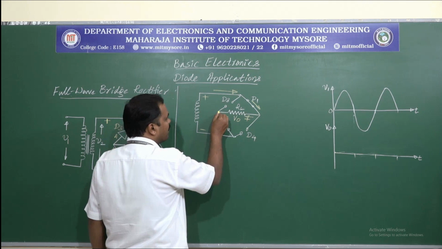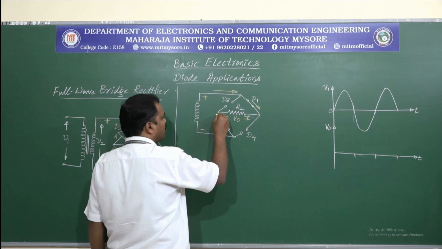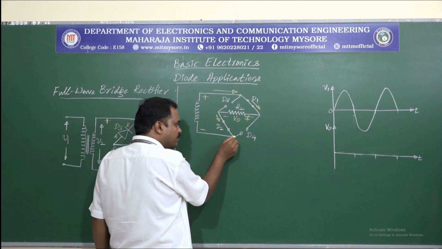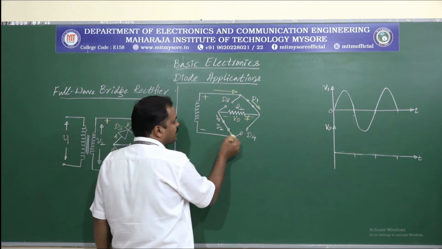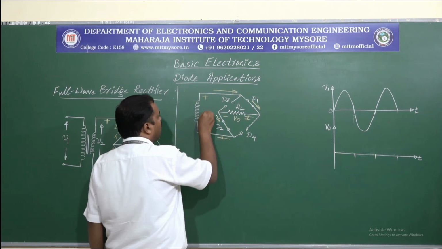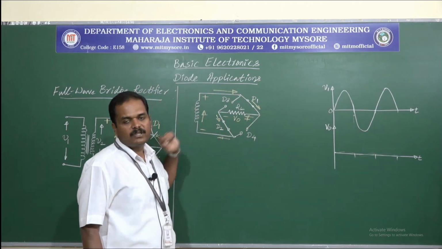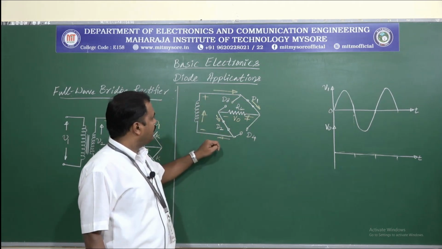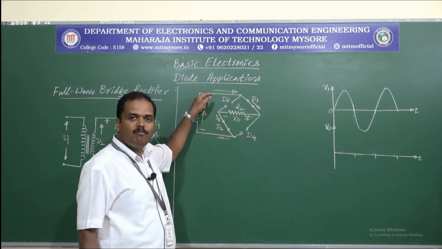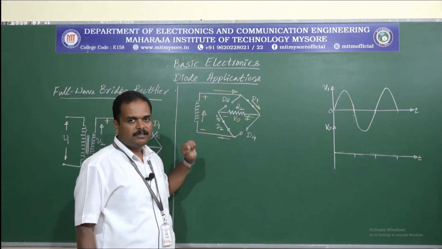And when current comes to this particular node, again here we have 2 paths. This is an open path, this is the closed path. So current flows through D2 like this. Again when it comes to this particular node, this is an open path, this is a closed path. So current will be flowing in this way, flowing back in this way. So it makes a closed path for the current. So during positive half cycle, current flows through D1, RL, D2 back to the same point, making the closed path, generating the output voltage V0.